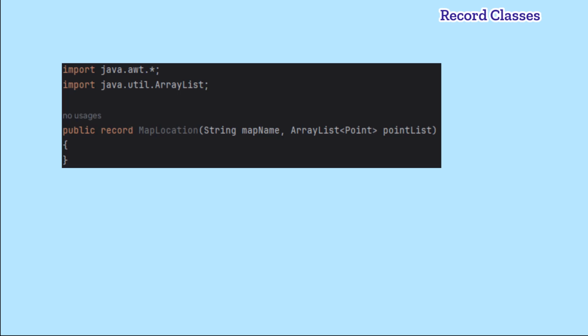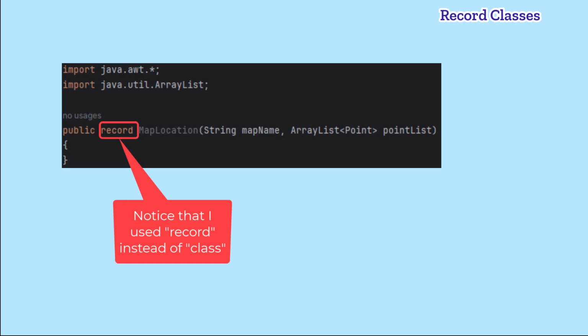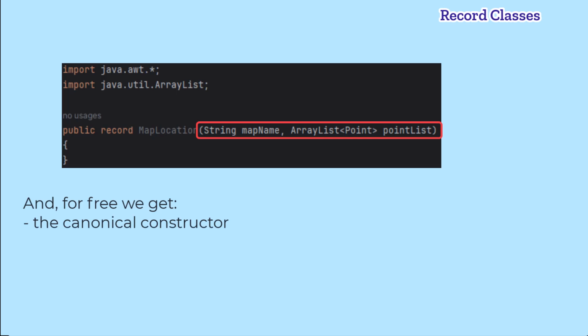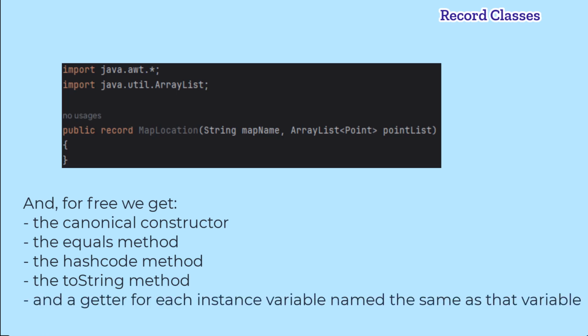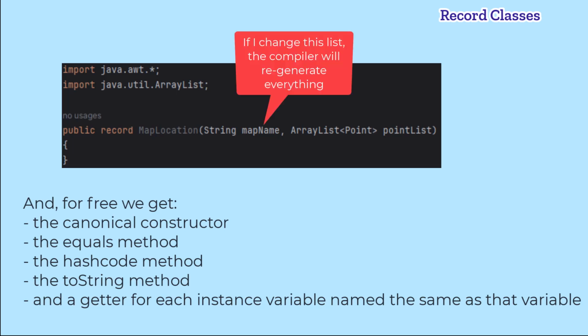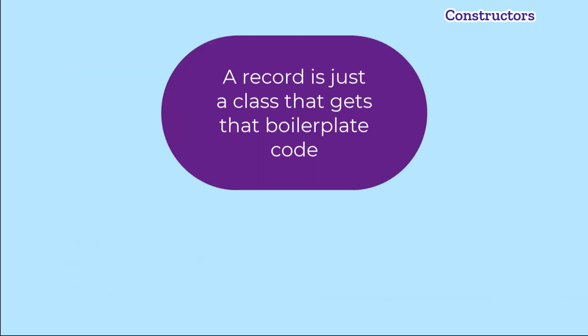Java 14 created record classes that implicitly provide all of that boilerplate code. With this one line, I create an immutable class with these instance variables, the constructor that sets the instance variables, which is called the canonical constructor, the equals, hashCode and toString methods, and a getter for each instance variable that is just given the name of that instance variable. Well, that's pretty cool. And if I edit the variable list, all of that generated code is automatically updated by the compiler. Slick.